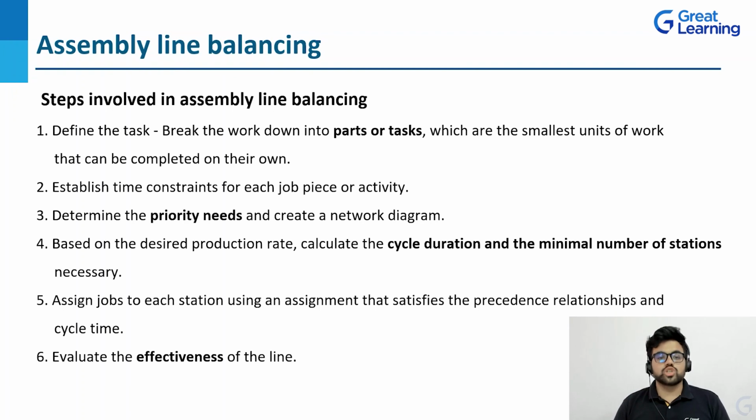Then comes assigning the job to each station using the assignment that satisfies the precedence relationship and the cycle time. Again, it's the same thing: how do you utilize that station in the most efficient manner, assigning it knowing what processes are involved in that station itself. If a station requires a set procedure, you need to follow that to the last level. Then comes evaluating the effectiveness of the line. Now this needs to be done from time to time. You need to evaluate if the processes that you are following are effective or not. It has a formula. I will tell you what it is.